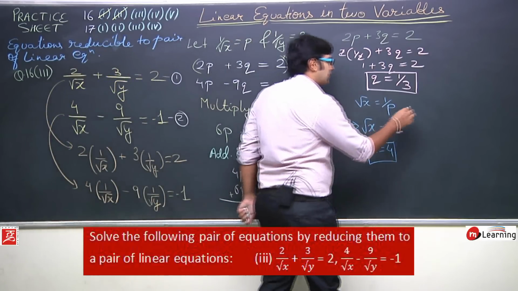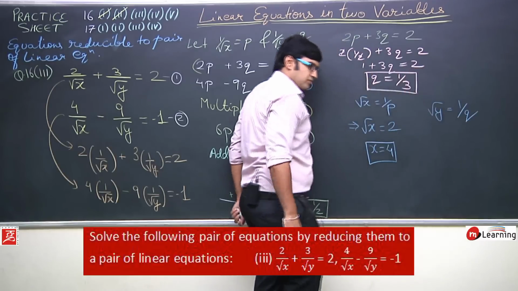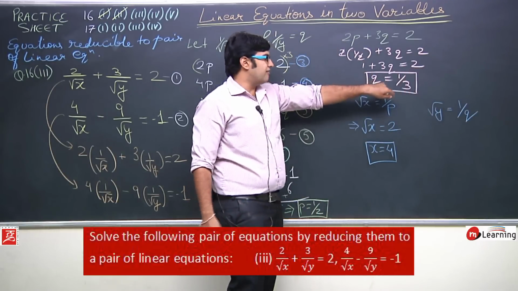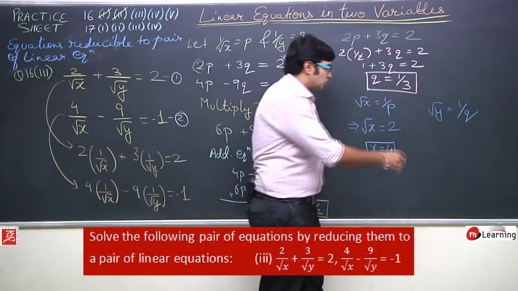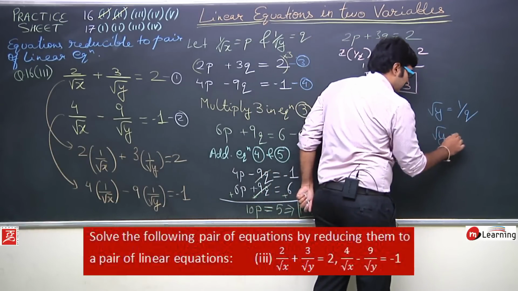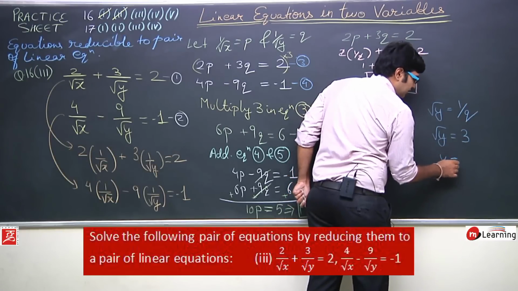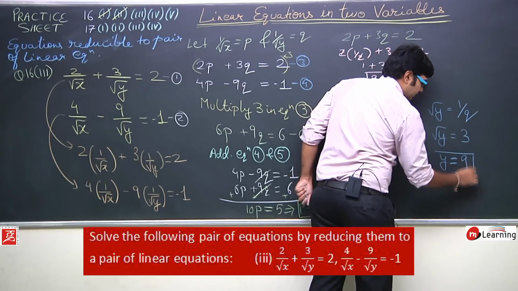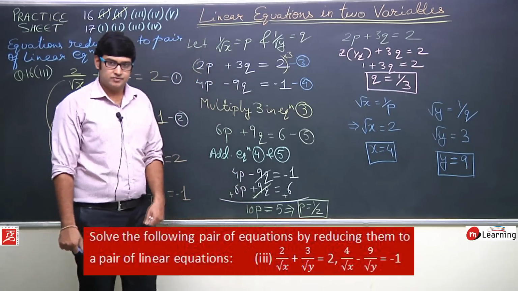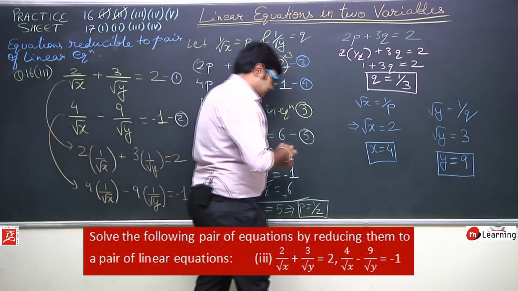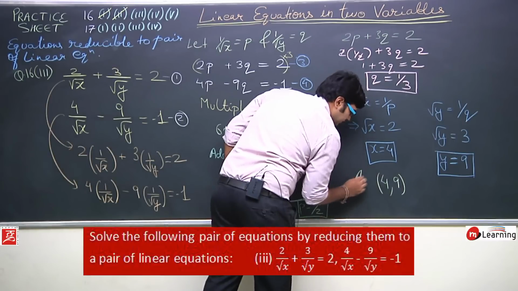Similarly, root y is equals to 1 upon q. Now 1 upon q का वैल्यू है 1 upon 3. So what is the value of 1 upon q? It will be 3. So root y is equals to 3. This will give you y is equals to 3 का square, that is 9. So this will be the value of y. So the answer will be 4, 9. This will be the answer.